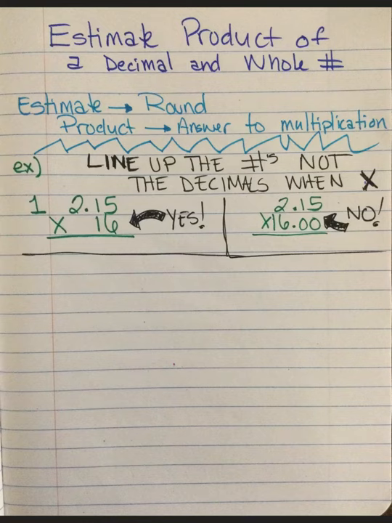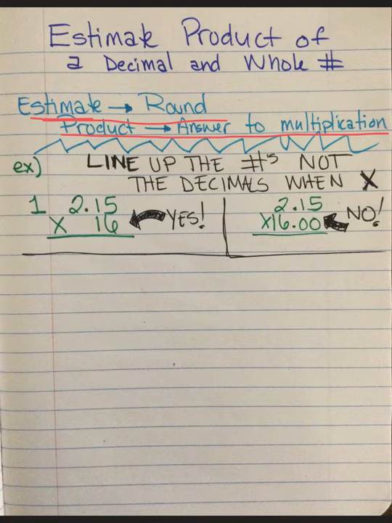Hey, fifth graders. Today we're going to be learning how to estimate the product of a decimal and a whole number. You remember clearly that estimating is rounding, and the product means the answer to a multiplication question. So good, I'm glad you remember that because we'll need those two terms today. I'm going to highlight this because things get a little weird when you multiply decimals.